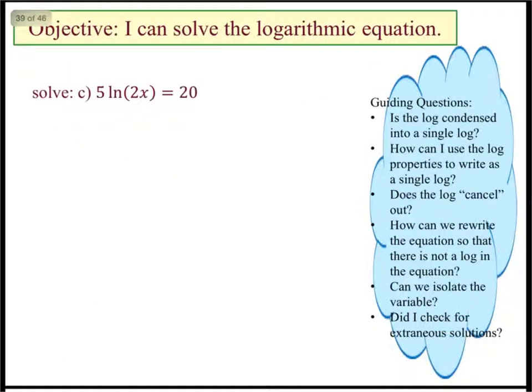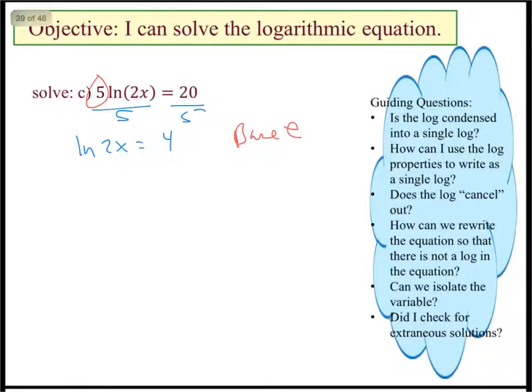Let's take another look at another example if you need it. Notice we have 5 here. We can isolate that by dividing by 5. And rewriting, we get natural log of 2x equals 4. Since we have a natural log, that means that we have base e.